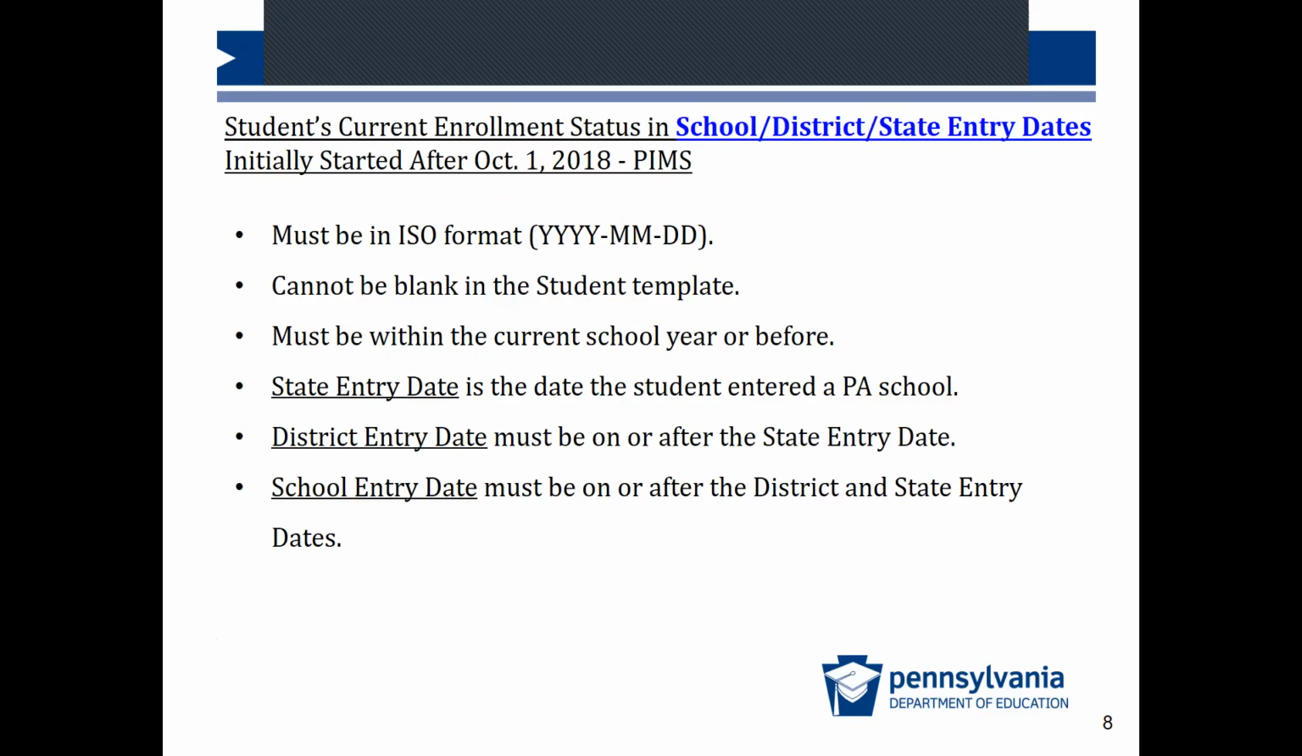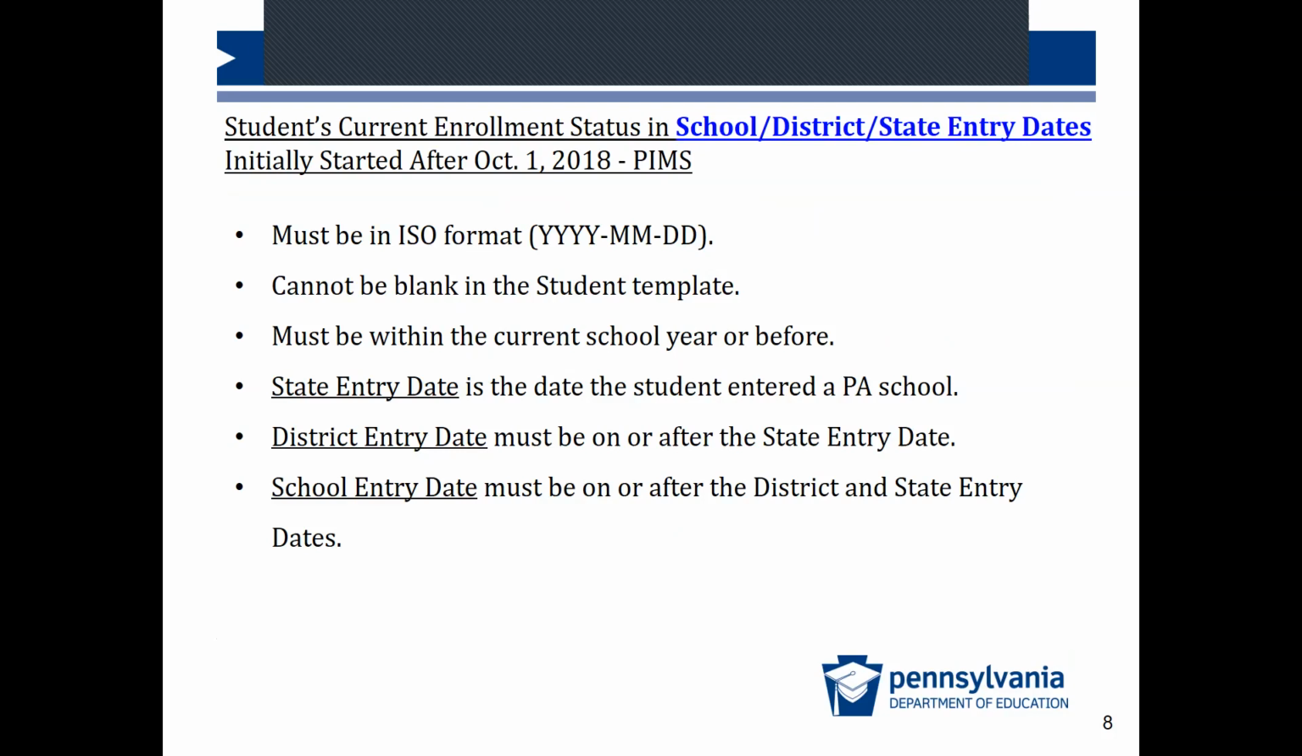The guidelines for submitting the school, district, and state entry dates are as follows. The dates must be in ISO format, which is the 4-digit year followed by the 2-digit month and then the 2-digit day, as shown in this slide. These fields cannot be left blank. They are required fields. The dates must fall within the current school year or before. There is a DQE rule that ensures future dates cannot be entered.